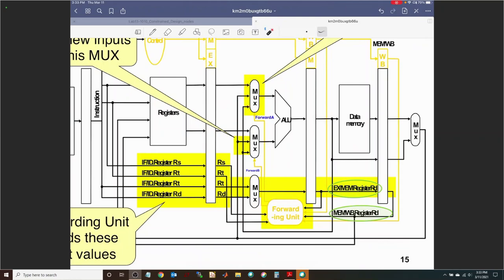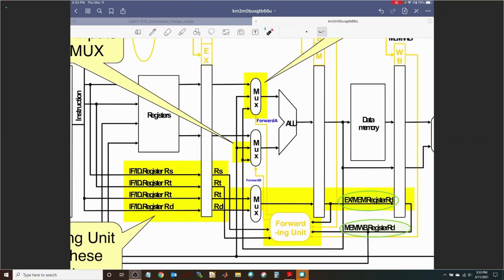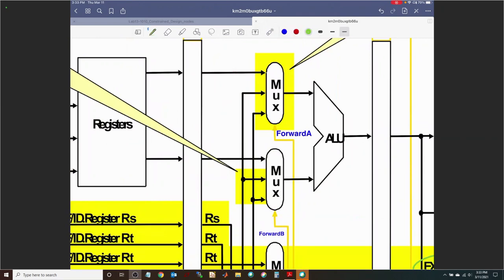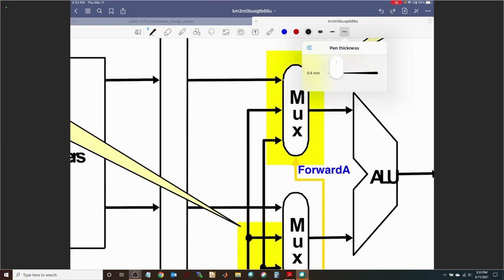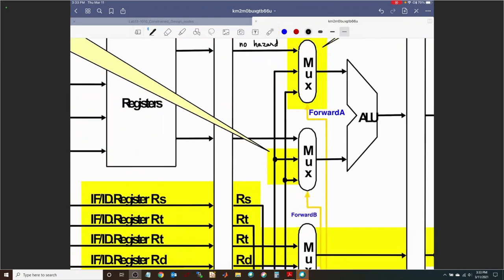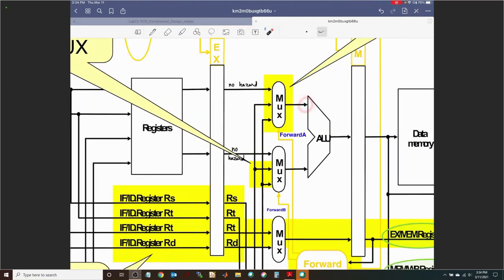No hazard, EX hazard, MEM hazard. This is no hazard, right? So I can write that. No hazard right here. Maybe too dark. No hazard. Go straight through. Same thing applies here, no hazard. Go straight through. One is going to the ALU A side, the other is going to the ALU B side. Why do we need a selection there? Because your source and destination registers, RS and RT, could have been here or could have been here, right? One of them.